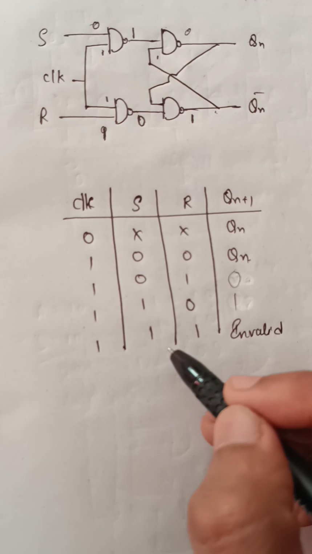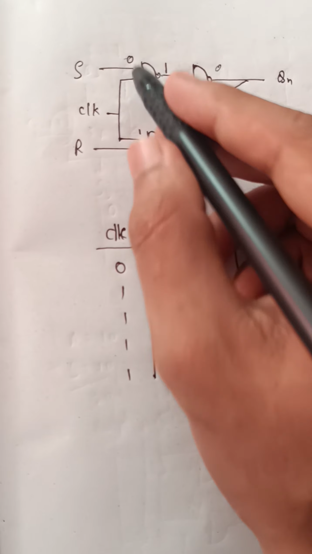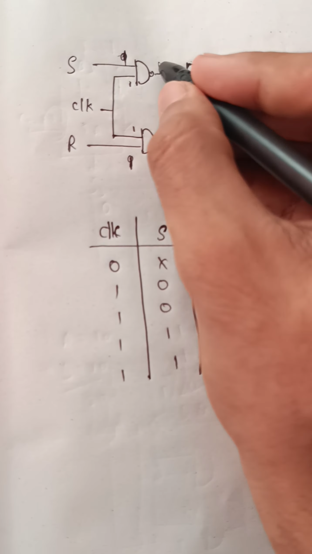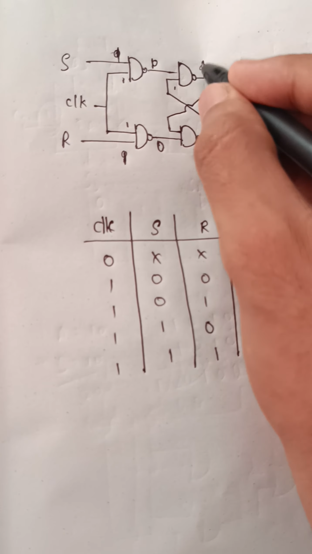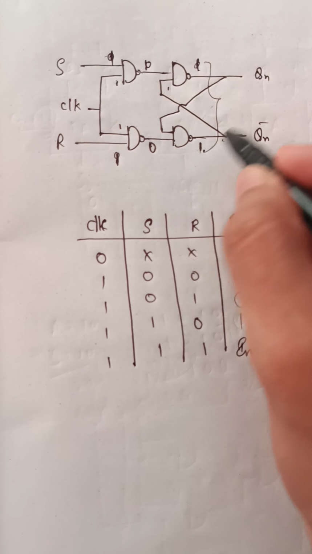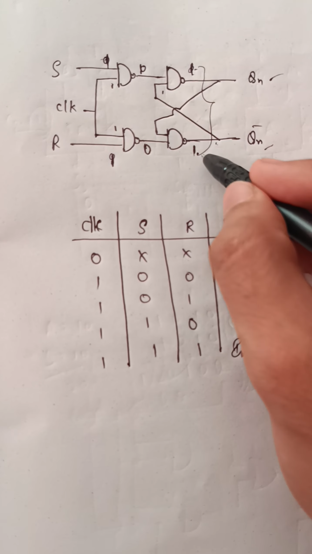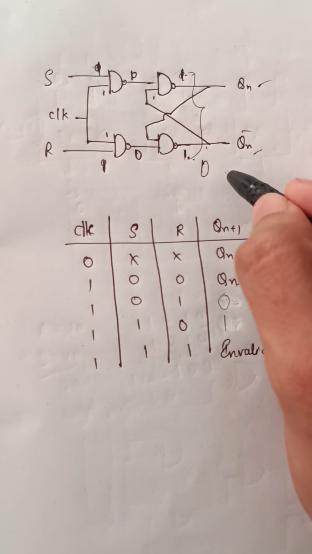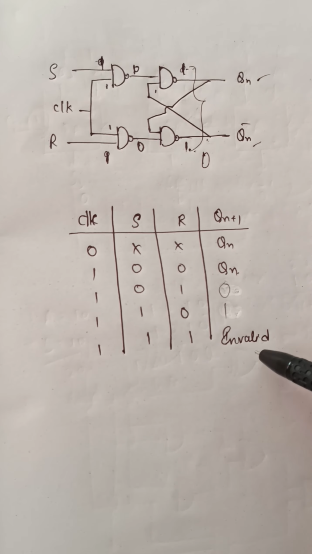Here this is 1 and 1, which is an invalid case, because if S is 1 and R is 1, then it will give 0 0. Then obviously the NAND gates will give 1 and 1. So these two cannot be equal, because Qn is there and Qn bar is there. If one is 0, then the other will be 1, and if it is 1, then the other will be 0. But in this case that cannot happen, so it is invalid.